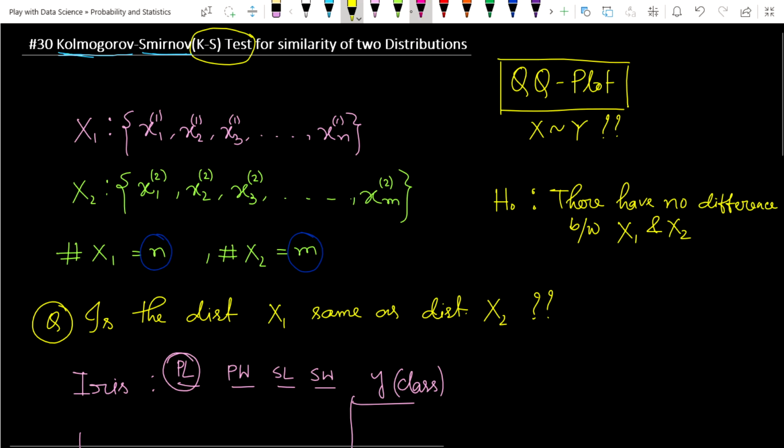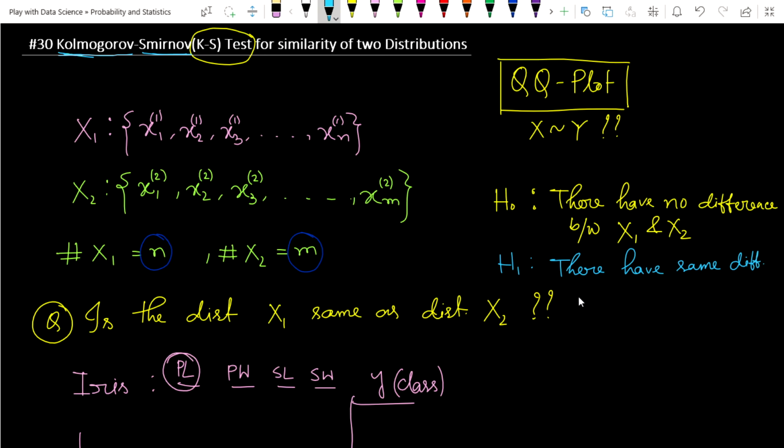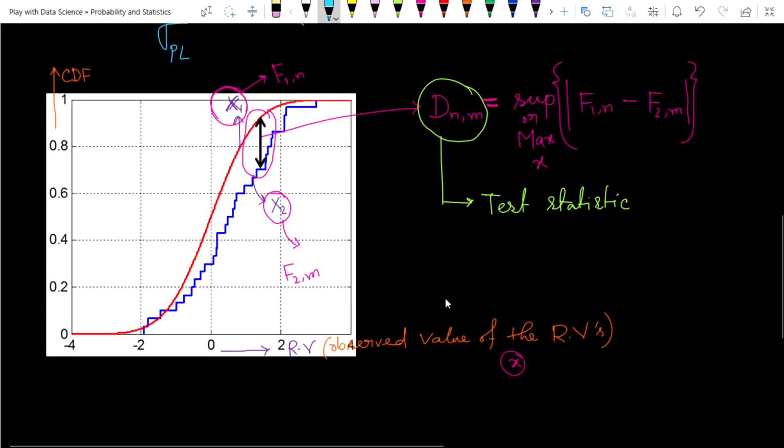And the alternative hypothesis is the opposite: there are some differences between X1 and X2. This is the alternative hypothesis. Okay, now how will we use this?